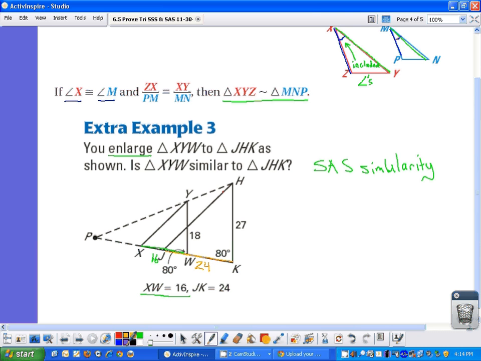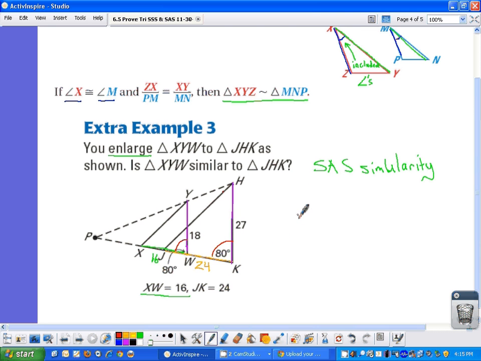They've also given us the side lengths of these sides here, side YW on the smaller triangle, and HK on the bigger one. So we have two pairs of sides, and we also have information on the included angles. They told us that these are both 80 degrees, so these included angles are congruent. So let's set up the proportion and see if the corresponding sides are in proportion.